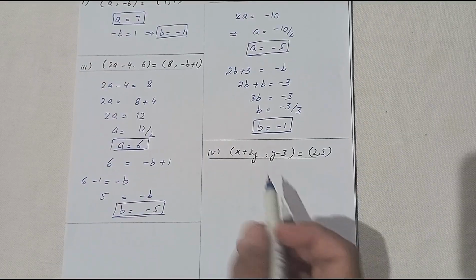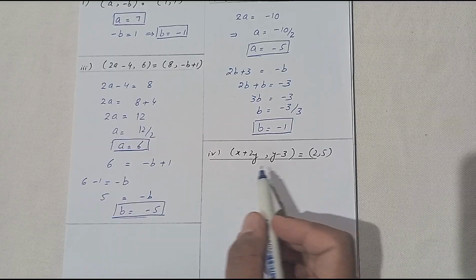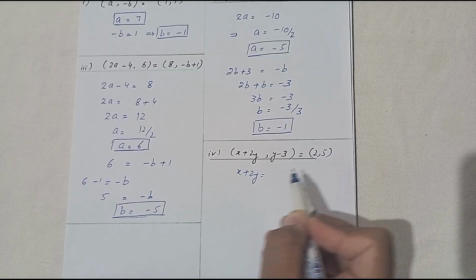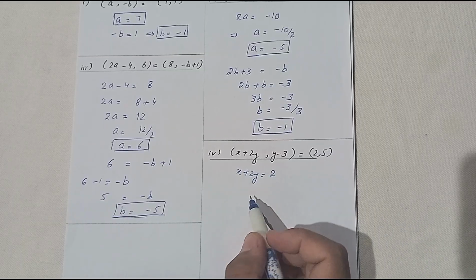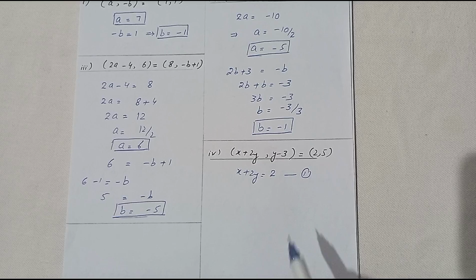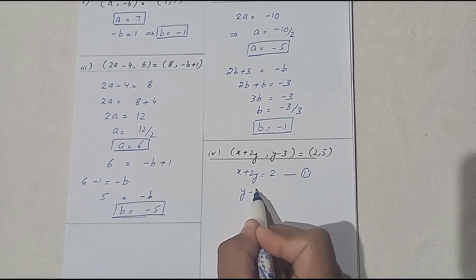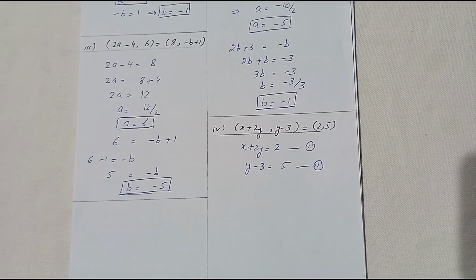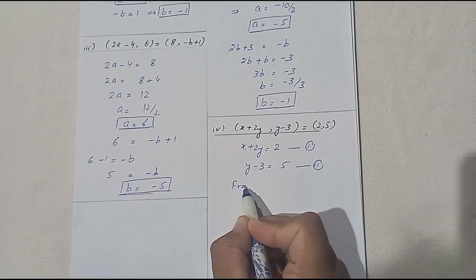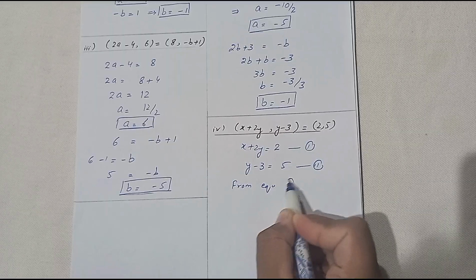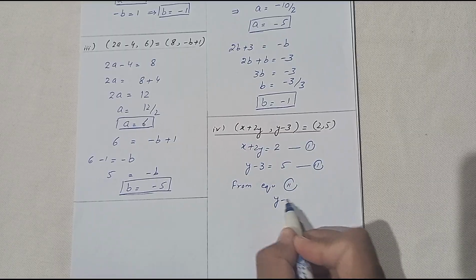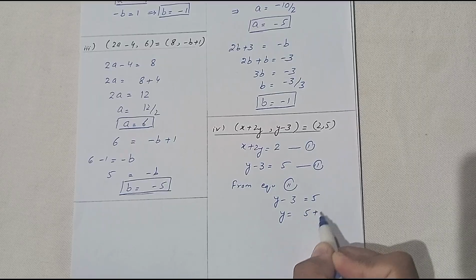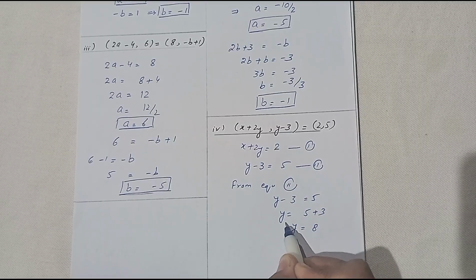In the fourth part, we compare the first element with the first element of both ordered pairs. x plus 2y is equal to the first element of the second ordered pair, that is 2. It becomes equation number 1. Now comparing the second element, here y minus 3 equals 5. So from equation number 2 we find the value of y, that is y minus 3 equals 5. Combining the constants, we add 3 on the other side, so the answer is y equals 8.